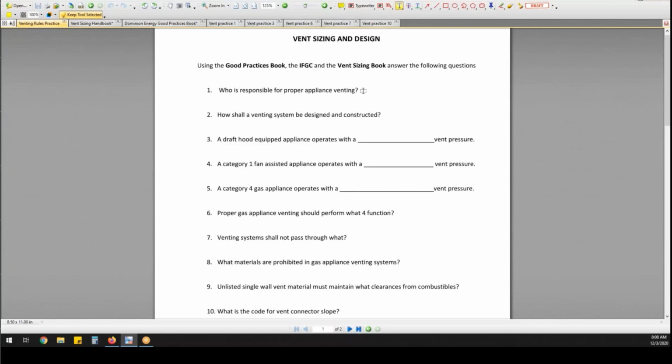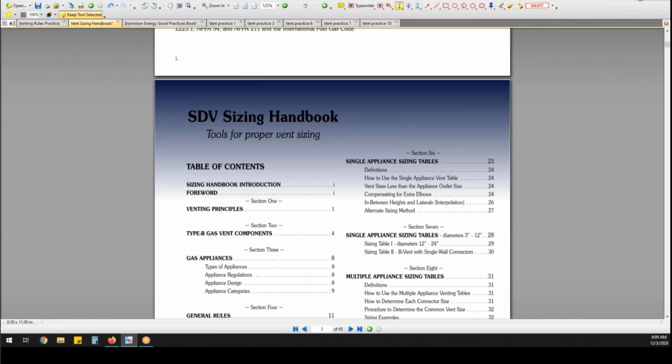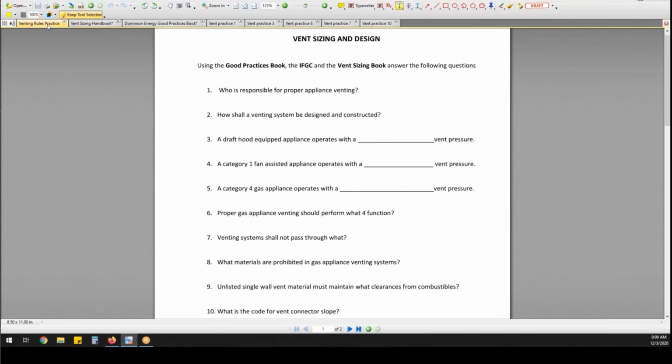So I got who is responsible for proper appliance venting. So responsibility for proper venting of the appliance rests with the installing agency. All right, good deal. So we'll have you, Kurt, as long as you're on, we'll have you do the next one. Number two, what'd you come up with on that one?